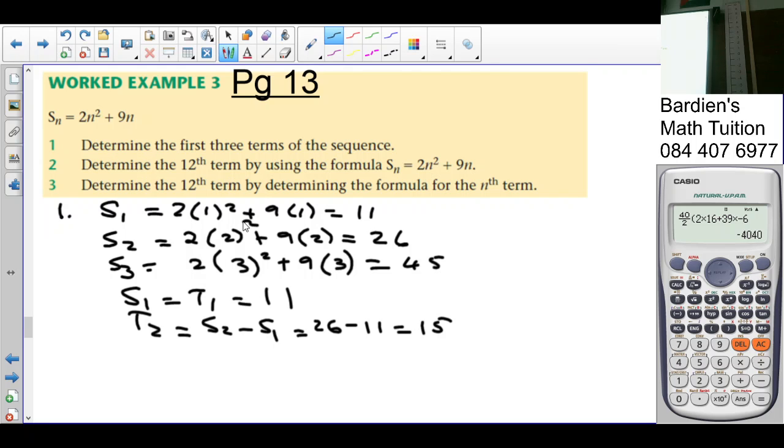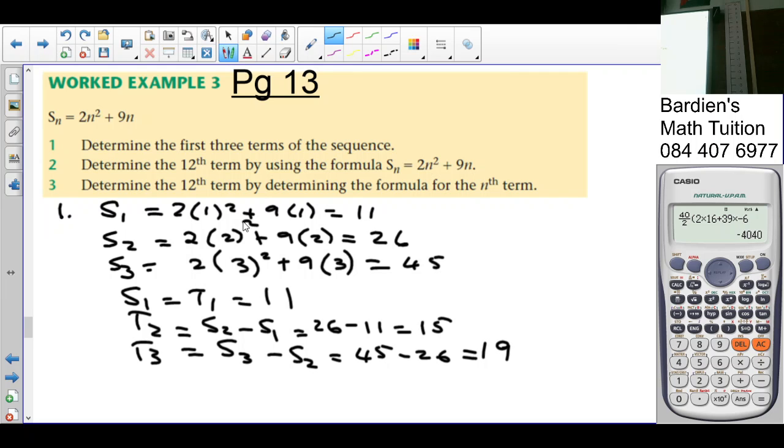You guys okay? Term 3, how are you going to work out term 3? S3 minus S2, 45 minus 26, which is 19.